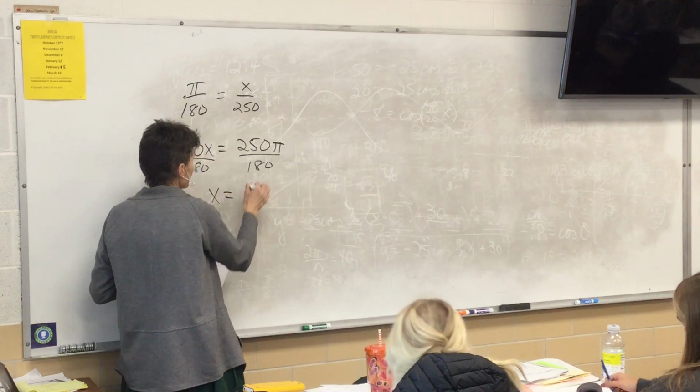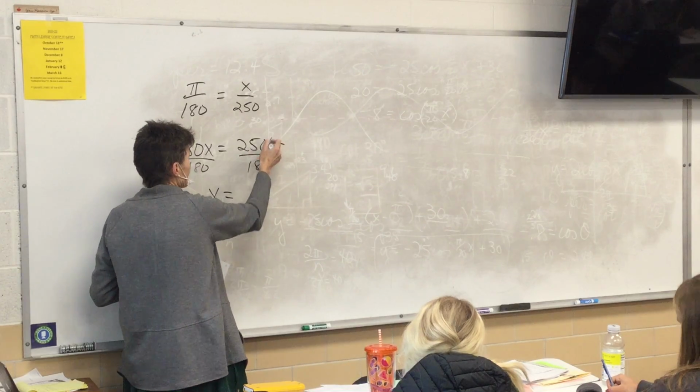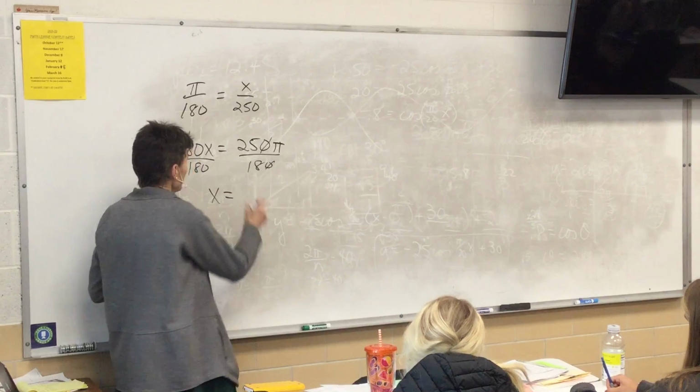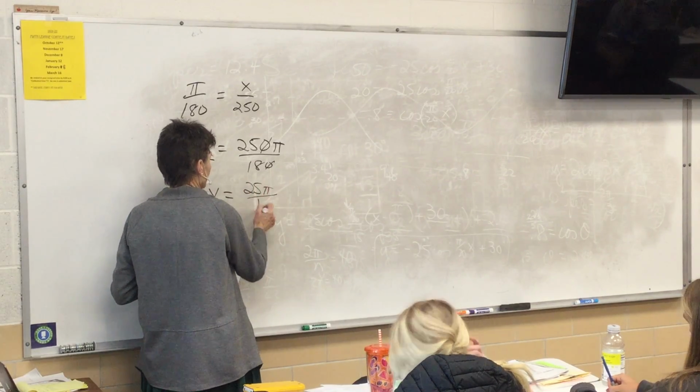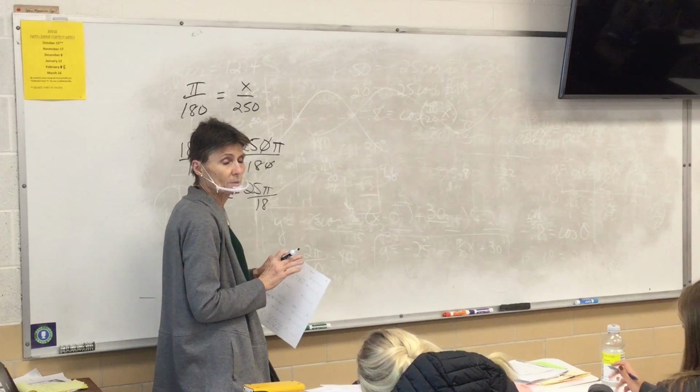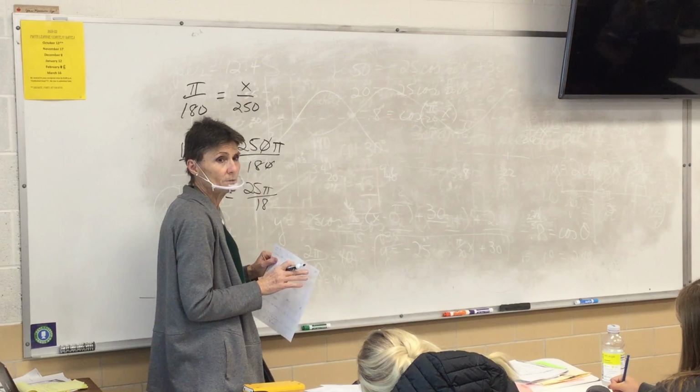So x equals, now when you go to reduce this, it's easy. Divide by 10. Now we're getting rid of those zeros. So it's 25 pi over 18. Done. All there's to it. Not making it hard.